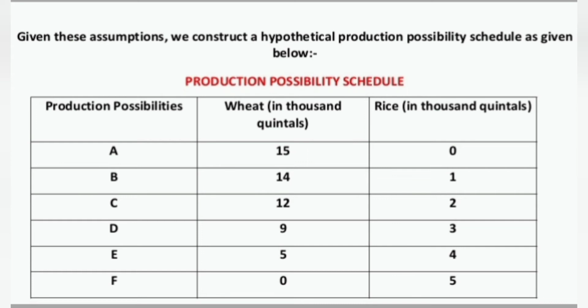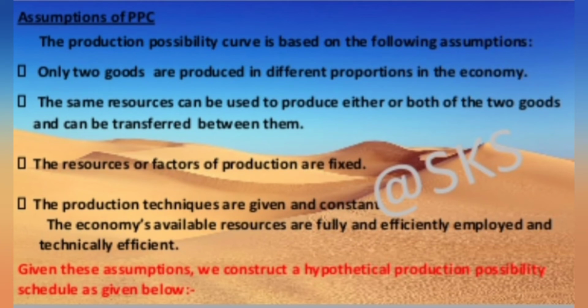The resources are remaining constant, fixed. Next assumption is that the production techniques are given and constant. So the inputs or resources or factors of production are fixed. The production techniques are given and constant. They are not changing. So the economy's available resources are fully and efficiently employed and technically efficient. So these are the assumptions.